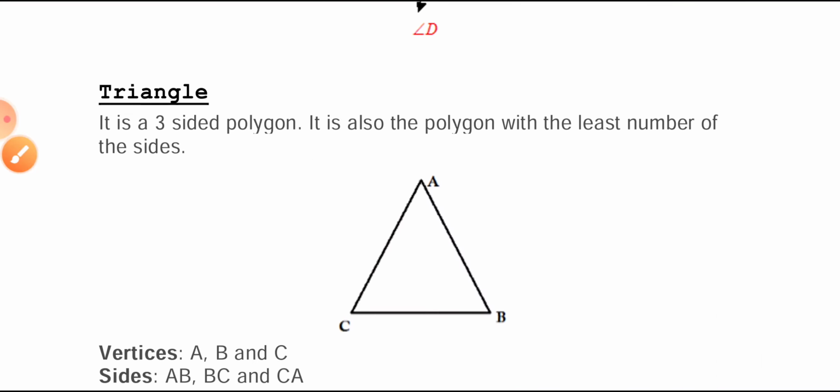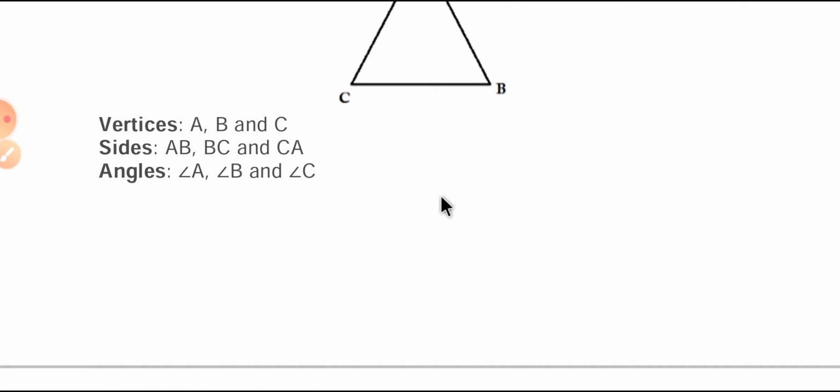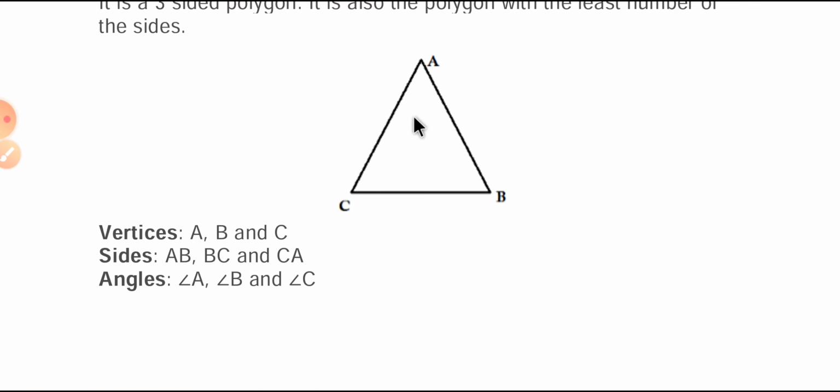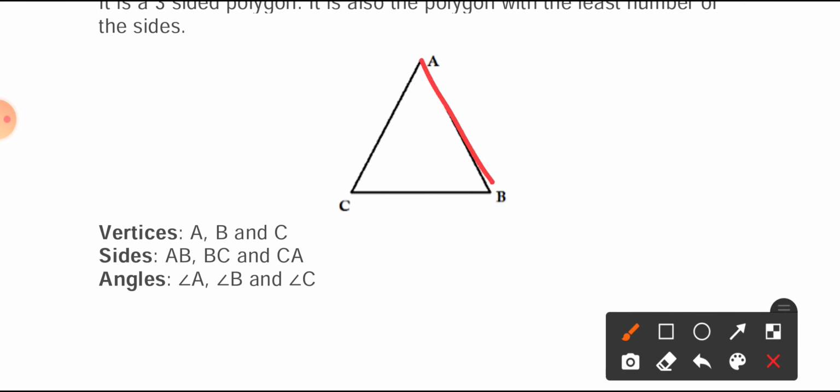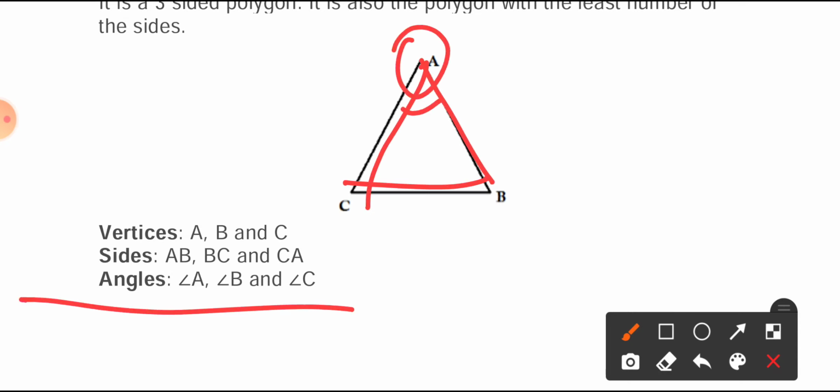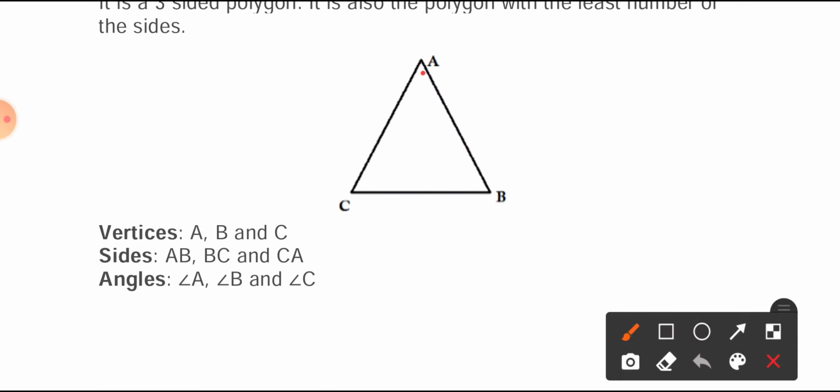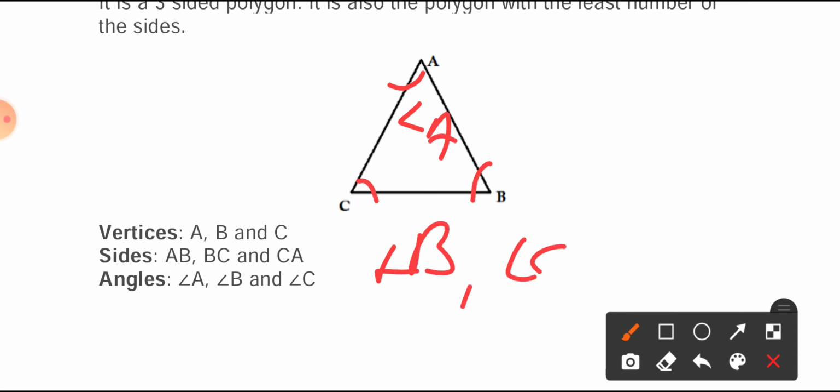Then see the next topic, triangle. Triangle means it is a three-sided polygon. Polygon means a closed figure, and in a triangle how many sides are there? Total 3 sides. So again, vertex. Vertex means corners only, or the points. So how many vertices are there? 3: A, B and C. How many sides are there? 3 sides. First side is AB, then BC and CA. And how many angles are there? It has 3 angles. Angle A, then angle B, angle C.